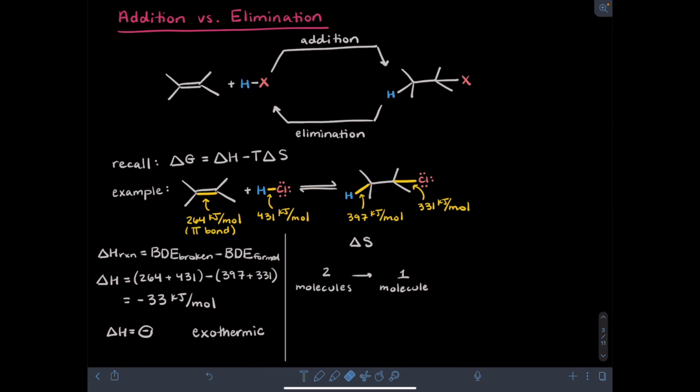Now let's consider our entropy term. For the addition reaction, I'm starting out with two molecules, the alkene and HCl, and I'm making one single product. Because I'm decreasing the number of molecules, the change in entropy would be negative.